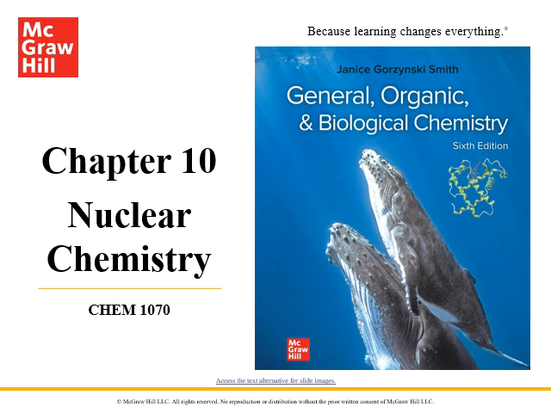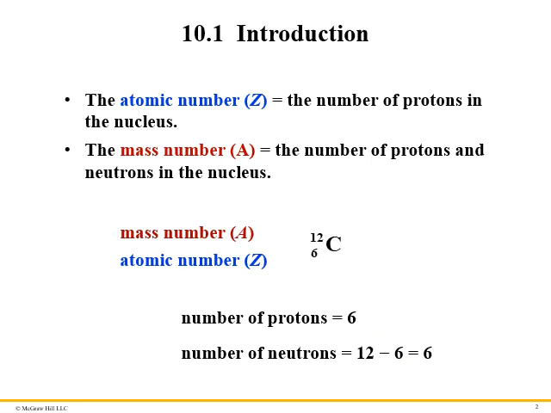In this chapter, we will be going over nuclear chemistry. As a brief introduction, let's look at the various components that make the identity of an atom and how we identify them and classify them. Let's start with the atomic number.